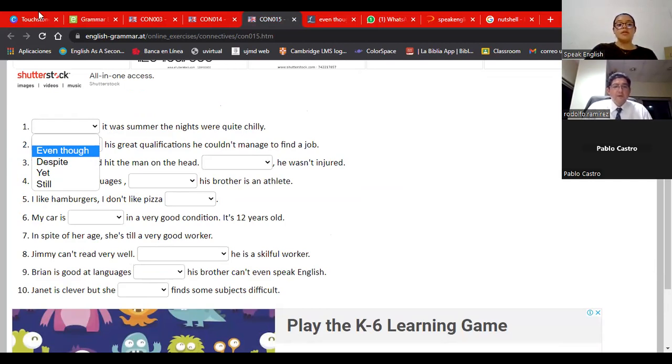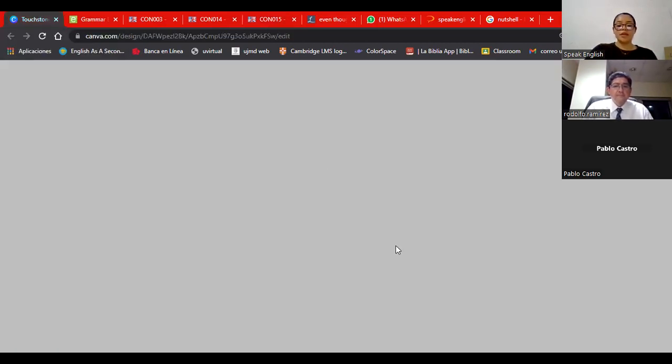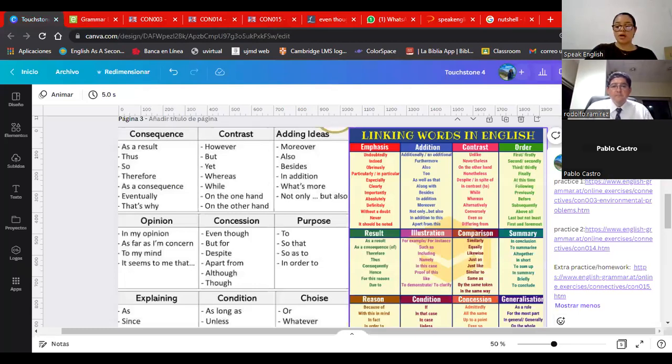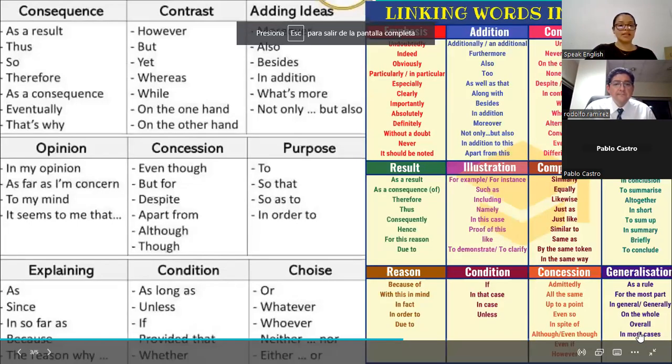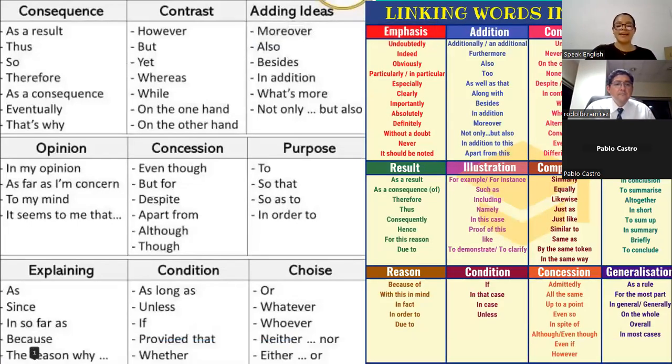Okay, excellent. Now, one last thing, I'm going to also send you a screenshot of this list. This is a big, but big list of connectors, okay? So read them. If you have new words, look for the meaning of these new words and try to practice, right? This is not homework, but it is better if you practice, right?